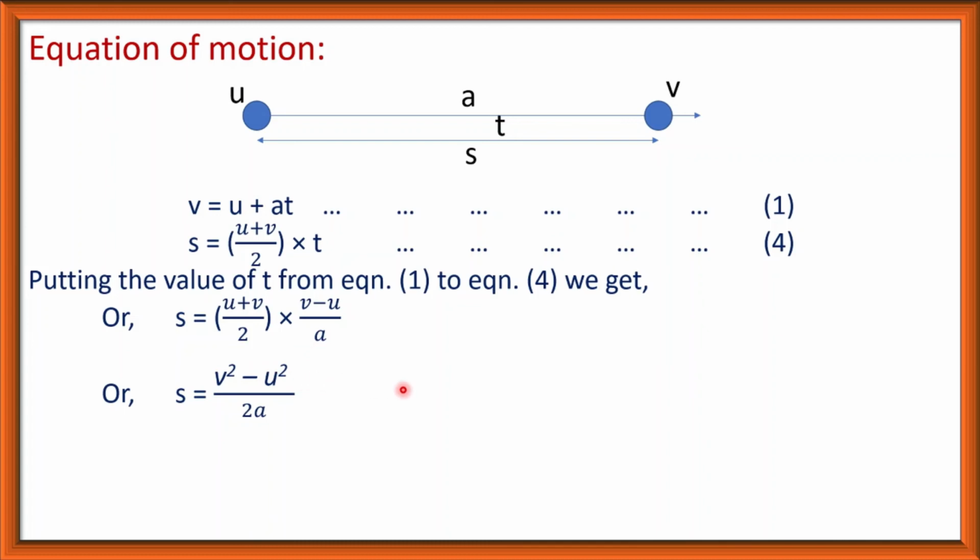We know a square minus b square is equal to a plus b into a minus b. So a plus b into a minus b means a square minus b square. Here v minus u into v plus u is equal to v square minus u square divided by 2 into a. Here v square minus u square is equal to twice a s, therefore v square is equal to u square plus twice a s, and it is one of the important equations of motion.